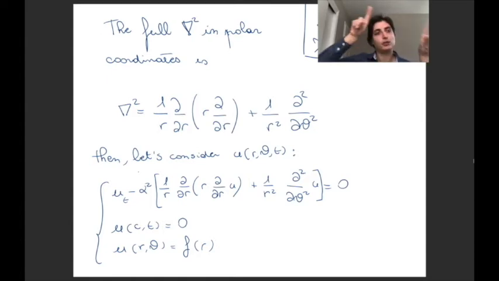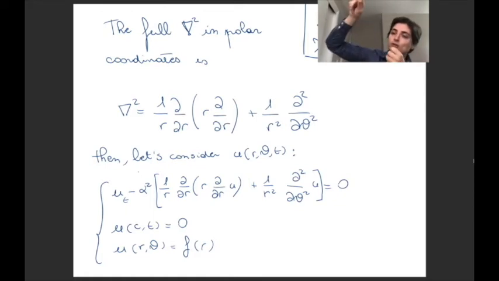I will put Dirichlet boundary conditions on the circle, homogeneous Dirichlet boundary conditions. So u for every theta, r equal to c, and for every time, so we're at the boundary of the circle, is equal to 0. And at t equal to 0, I'm going to give an initial condition that only depends on r. So u(r, theta) for t equal to 0 is f of r.